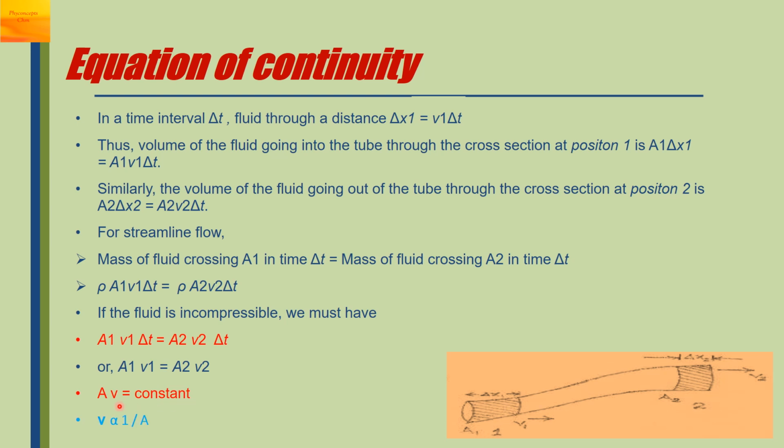From here what we understand is that this velocity is inversely proportional to the area of cross section. V is inversely proportional to A. That is, the speed of flow through the tube is inversely proportional to the area of that particular cross section. A very important equation.